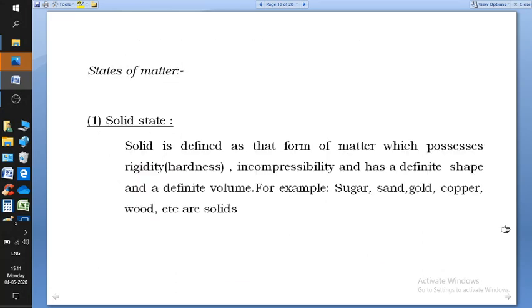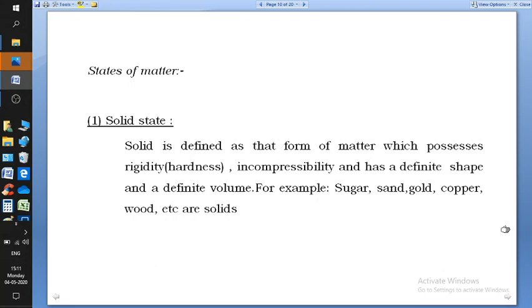Now let's come to the different states of matter. Like we have already mentioned, there are three states of matter. We'll see the first state. The first state is called the solid state. First of all, let us define what a solid is. Solid is defined as that form of matter which possesses rigidity, which means hardness. It's very hard. It has incompressibility, you cannot compress it easily, or press it to change its shape easily.